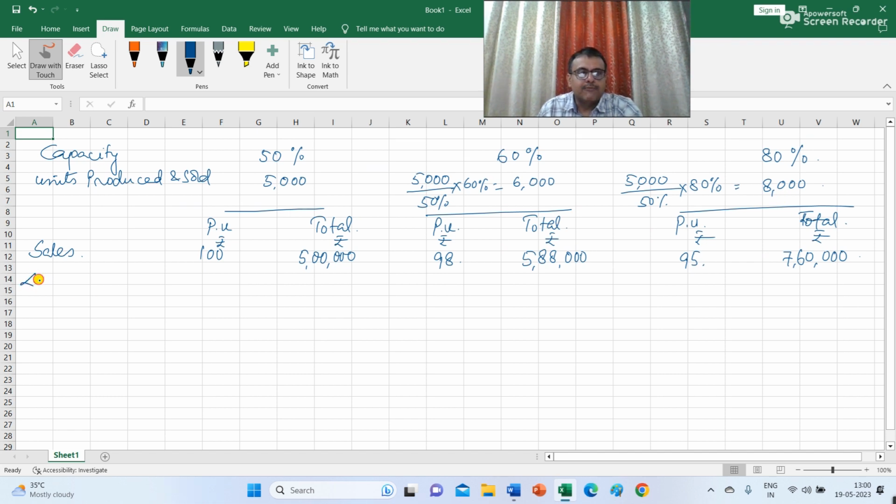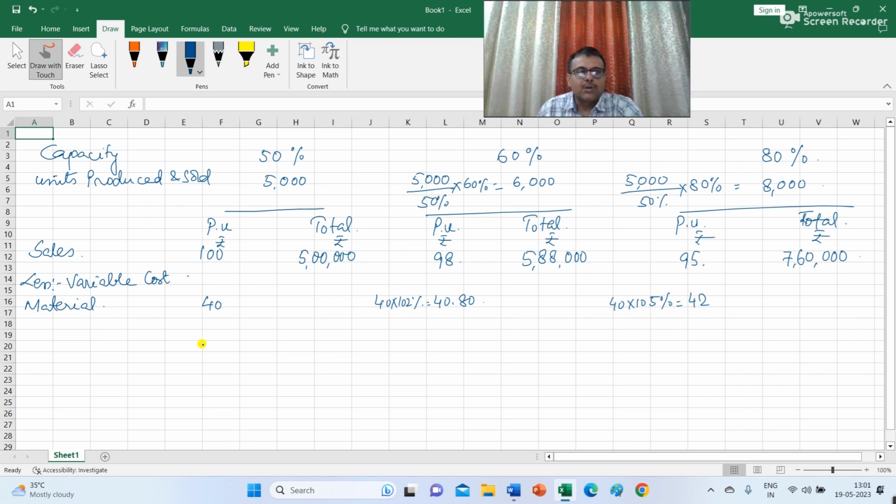Now we have to calculate the variable cost. So here I am writing less variable cost. The first element of variable cost is material cost. It is given that the cost per unit of material is rupees 40 at 50% capacity. This will be increased by 2% at 60% capacity level. So 40 multiplied with 102% will give you 40.80. And at 80% capacity, the material cost will increase by 5%. So 40 multiplied with 105% is 42.